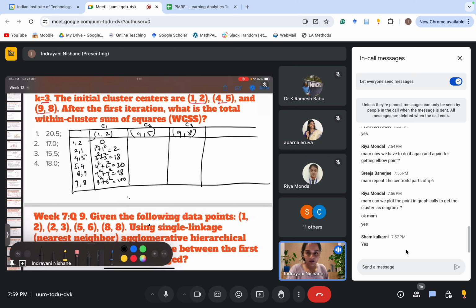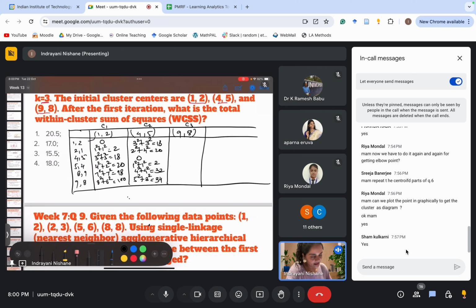Now we will again compute the distance between centroid 2 and all points. So 3 square plus 3 square, 18. 2 square plus 4 square, 20. 0, 4 comma 5, 4 comma 5. 1 square plus 1 square, which is 2. 4 square plus 4 square, which is 32. 5 square plus 3 square, 25 plus 9, 34.